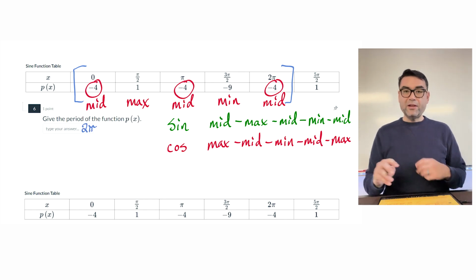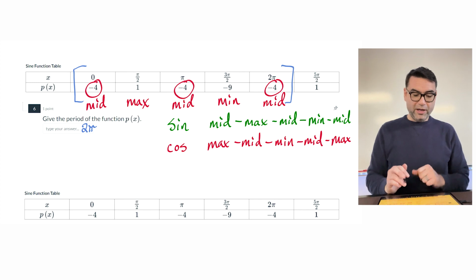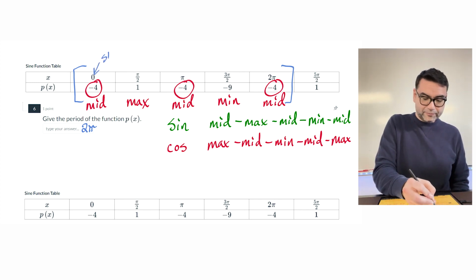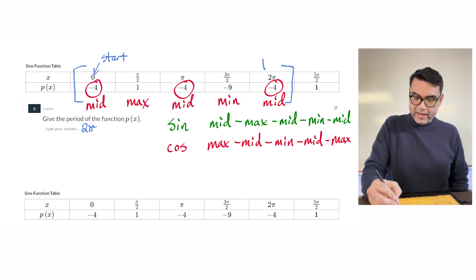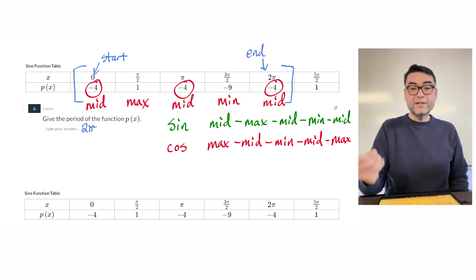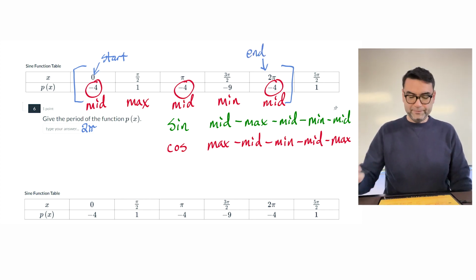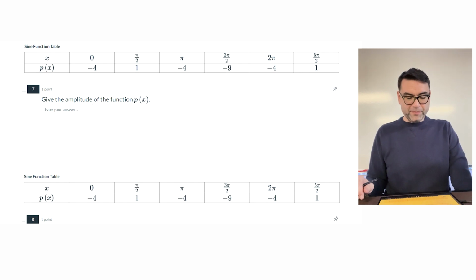Right, so you have to look at the x values to know the fact that it starts at 0 and ends at 2 pi. That is a distance of 2 pi, right? 0 to 2 pi is 2 pi. So give the amplitude of the function p of x.